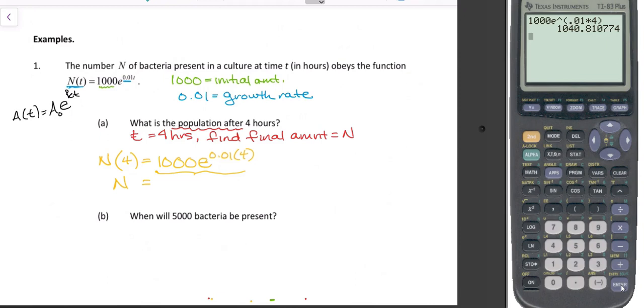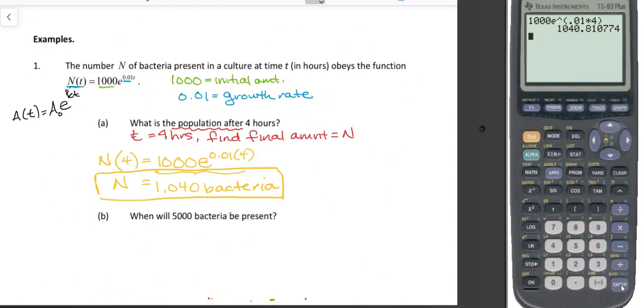And so we've got 1040.81, but we're talking about bacteria here, so it does not make any sense to have a fraction of a bacteria. We just want actual full formed bacteria. So we're going to chop this off and round this off at the nearest bacteria. So we're just going to call it 1040 bacteria. And we want to make sure that we label our answer. Anytime we have a word problem, we always want to put a label on our answer. And in this case, what we came up with was the number of bacteria that would be present after 4 hours.